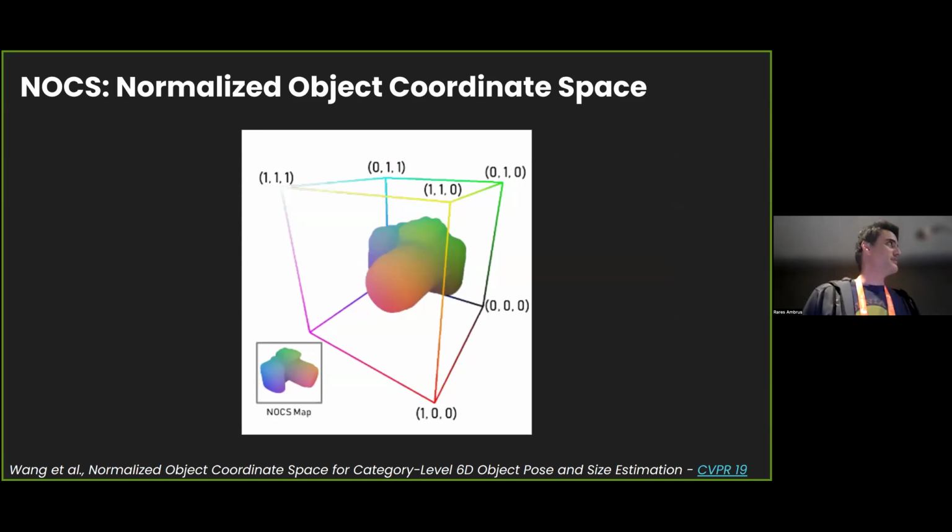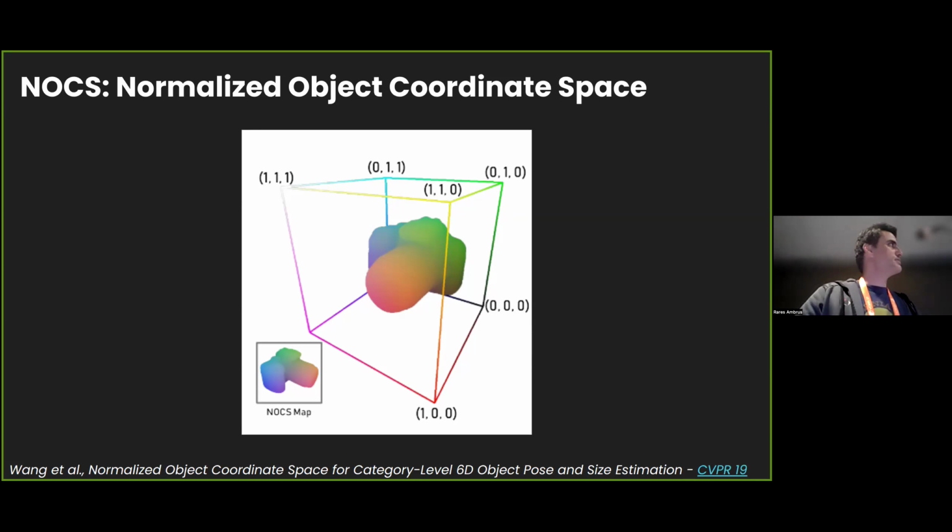Normalized object coordinate space. This is an awesome image from the original paper by Wang et al. from 2019. We use basically their formulation. Each object is assumed to be in a unit cube, and basically the NOCS map, which you see on the bottom left over there, is the projection of the observed surface of the object into the camera frame. So what we end up with is an image-like quantity that encodes in its channels the 3D coordinates of the 3D point that corresponds to that particular pixel.